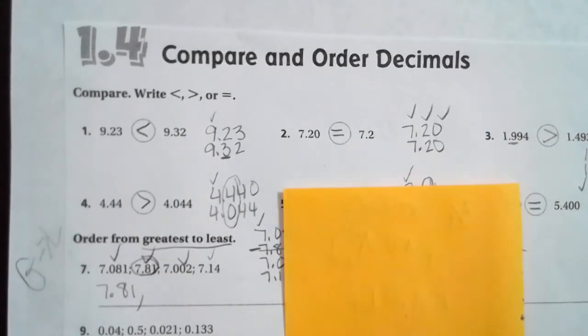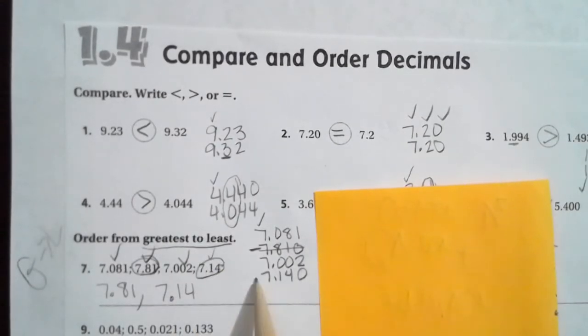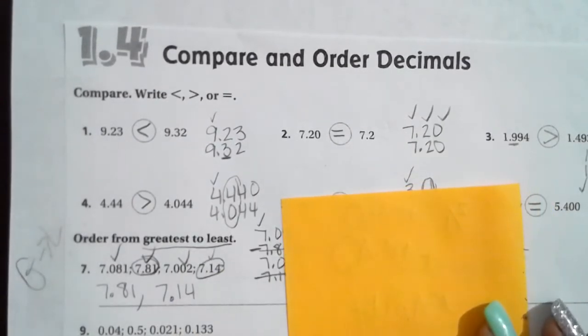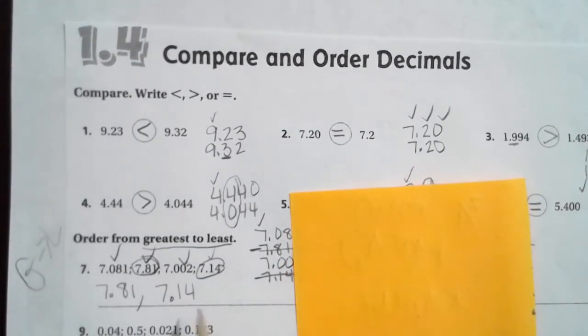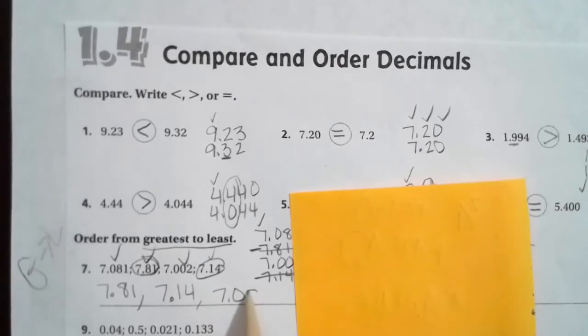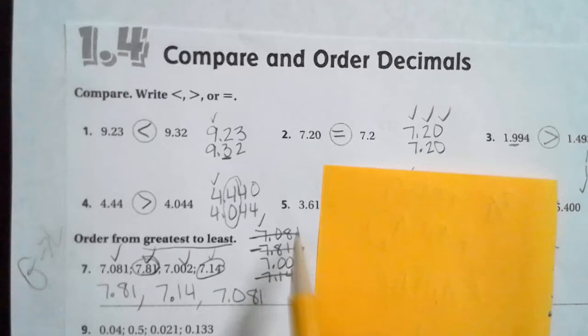That 1's going to go next. So 7 point, what is that number? 14. This one's done. Then I have 0, 0, 8, 0. That 8 is going to go next. So 7.081. That's that one. That one's gone.